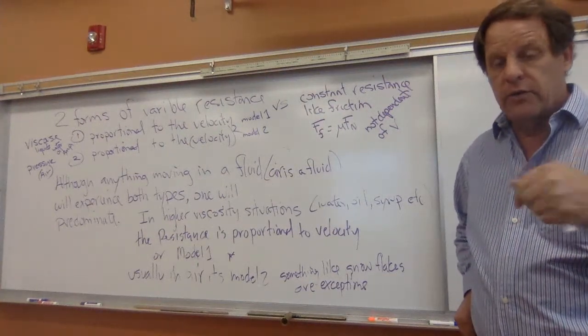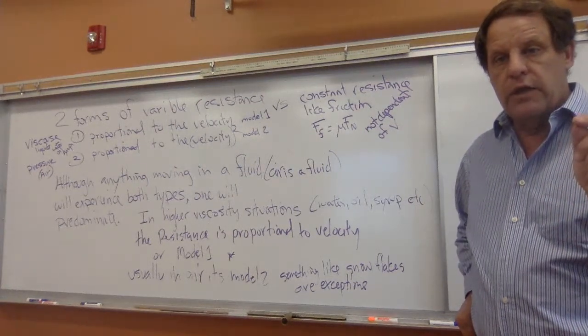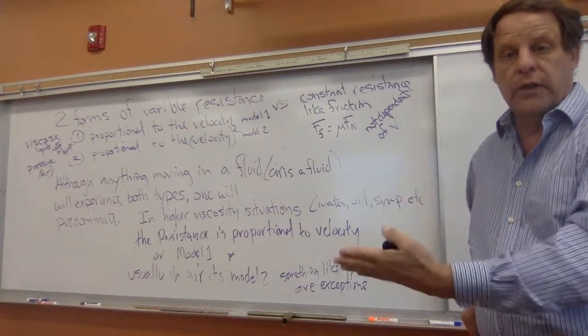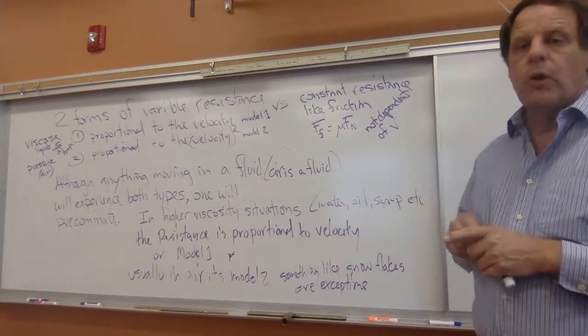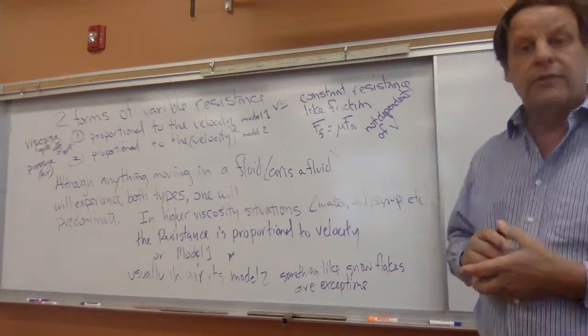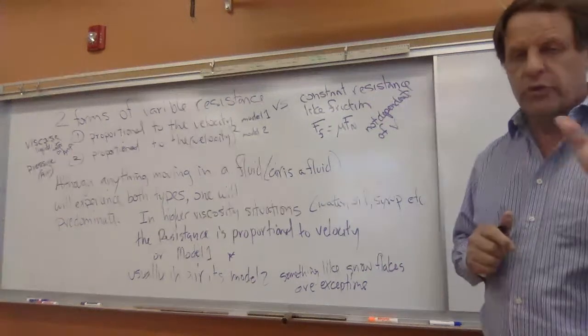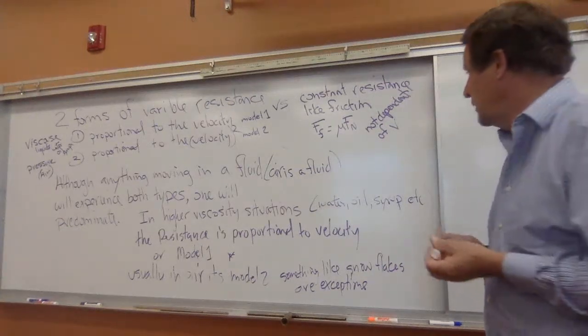But if you have that kind of situation where you're not sure, the question should tell you that the resistance is proportional to velocity, which would be Model 1, or the resistance is proportional to velocity squared, and in that case, it's going to be Model 2. So those are kind of the key things in here.